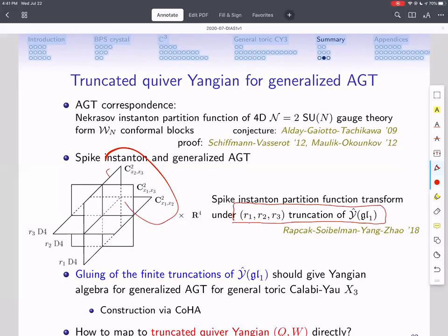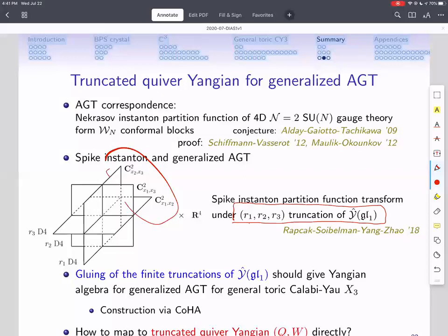I'm not familiar with their construction. They first use the Kac-Moody language and then do a Drinfeld double to get the affine Yangian of GL1. In this paper, they also suggest that their approach should work for the general toric Calabi-Yau. I think they're working on how to generalize this construction to the general Calabi-Yau.